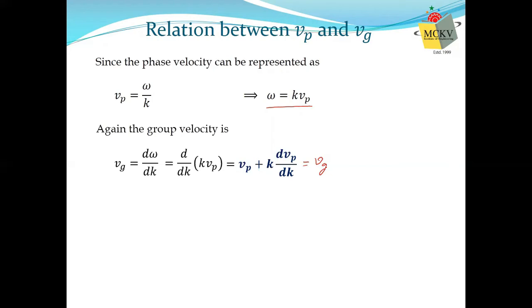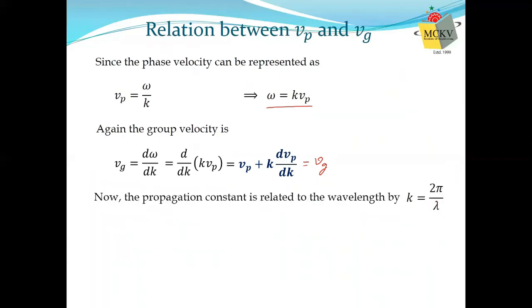But as in the previous lecture, we have said that it is very hard to perceive this angular frequency or propagation constant k. Rather, in practical cases, most of the time we encounter wavelength. So, if we have a relation between group velocity and phase velocity in terms of wavelength, that will be very useful for us. Now, the propagation constant is related with wavelength as k equals 2 pi by lambda.